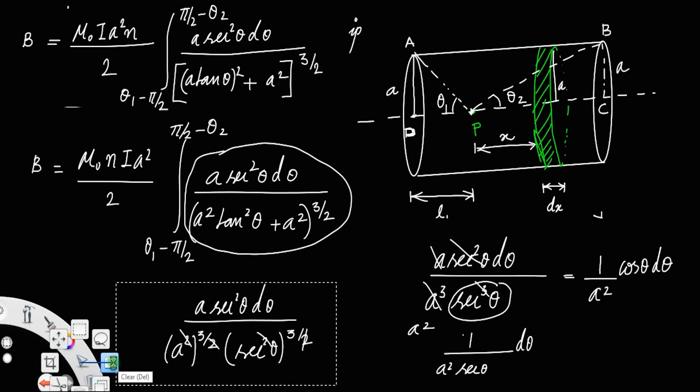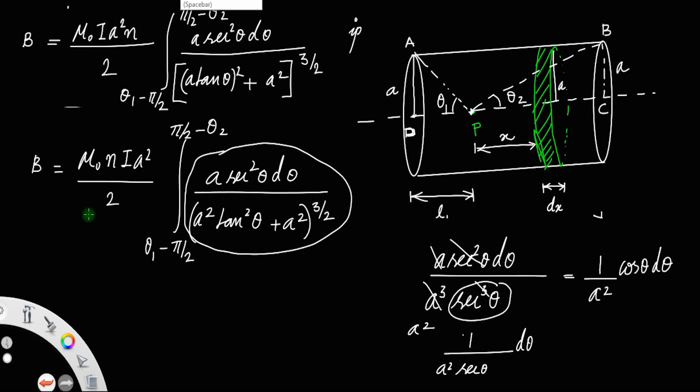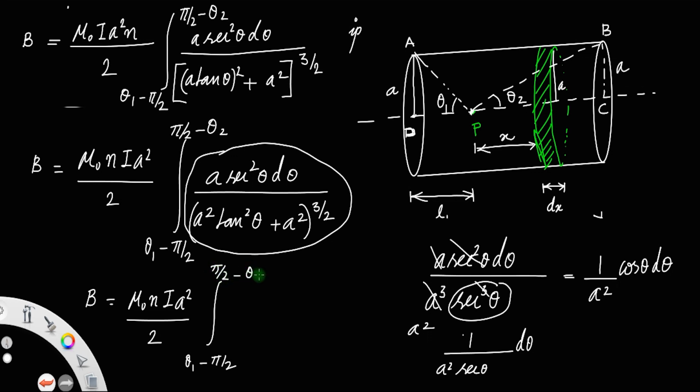the equation will be B equal to mu 0 n I a square by 2 integral theta 1 minus pi by 2 to pi by 2 minus theta 2. This term we simplified that as 1 by a square cos theta d theta.